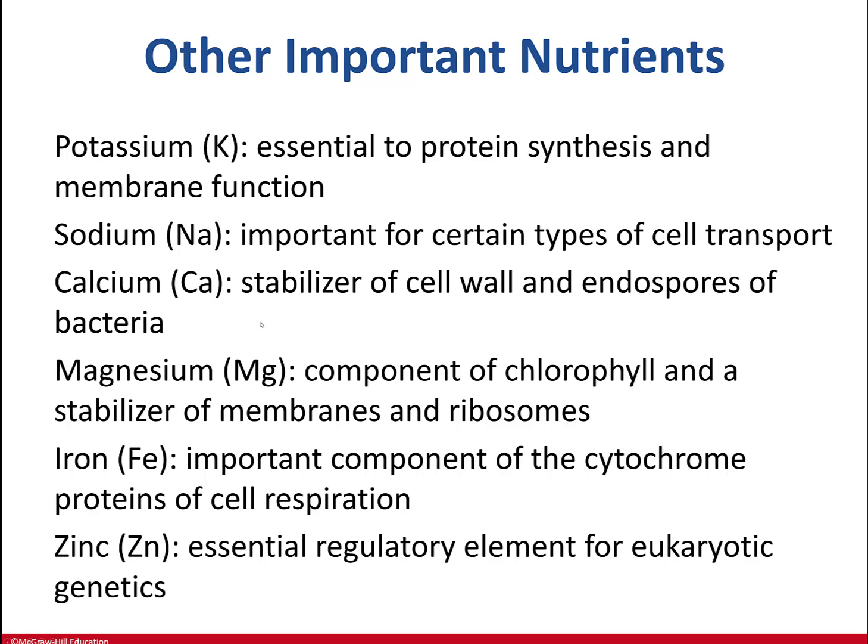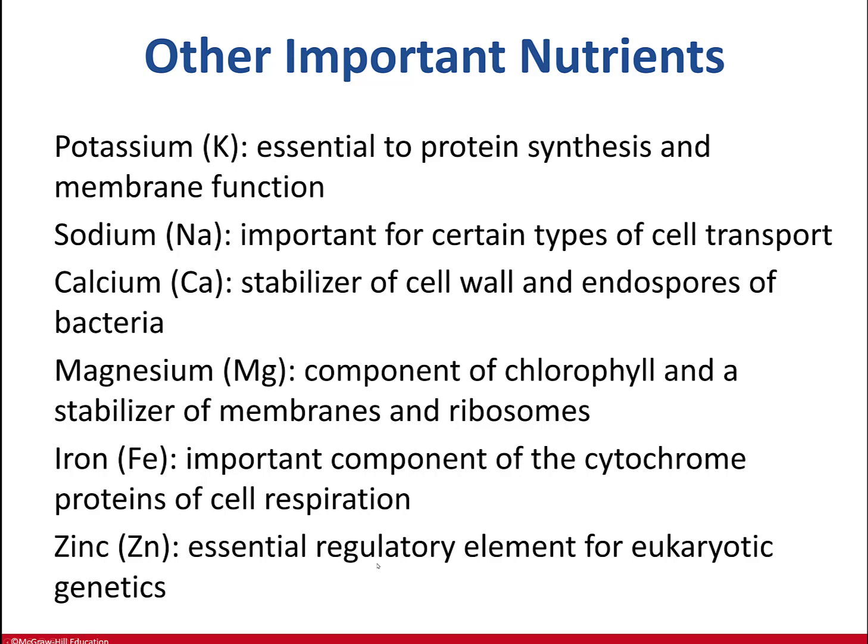Calcium, same thing, stabilizes cell walls and endospores of bacteria. So they're important, but maybe for different reasons in bacteria. Magnesium, component of chlorophyll and a stabilizer of membranes and ribosomes. And magnesium is again widely used. Iron, a component of the cytochrome proteins of cellular respiration. Yet another important aspect of iron is for cellular respiration.